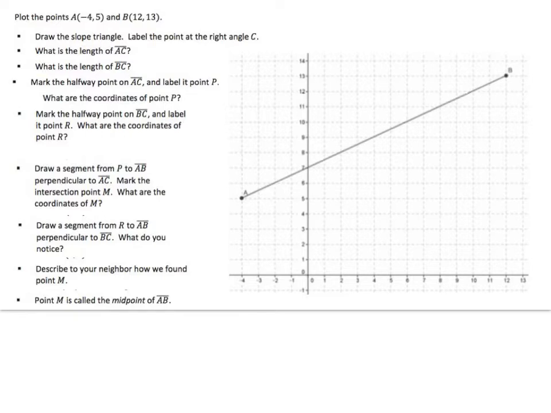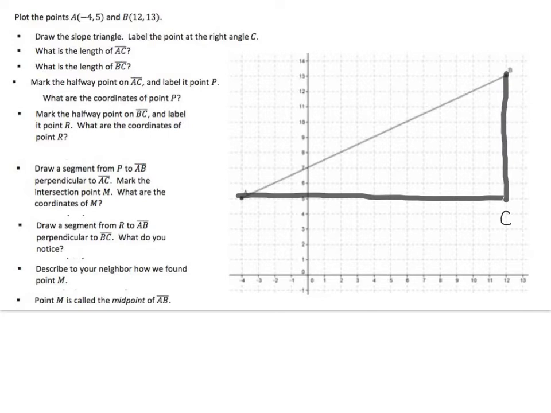Let me get another marker here. There we go. Draw the slope triangle. I've never referred to it as the slope triangle, but it makes sense. So I'm going to make a triangle out of the slope. I hate drawing straight lines on this thing. We're just going to erase that. There we go. And I'm going to label this C.